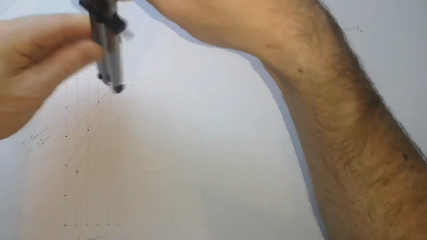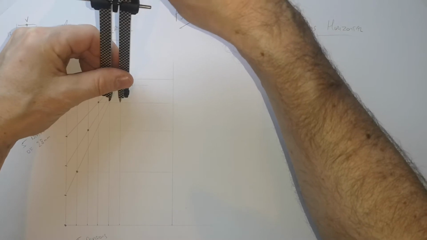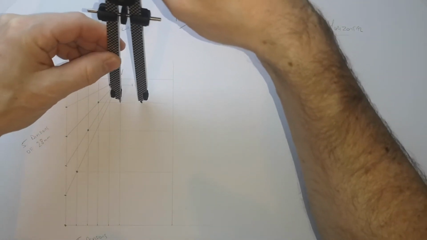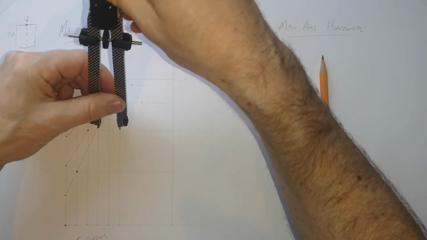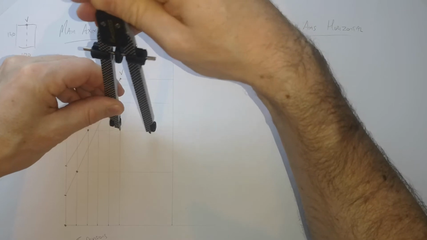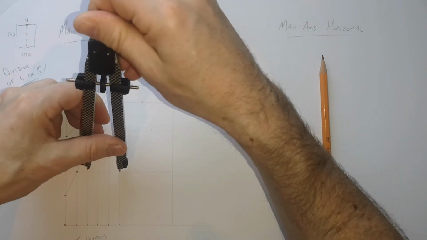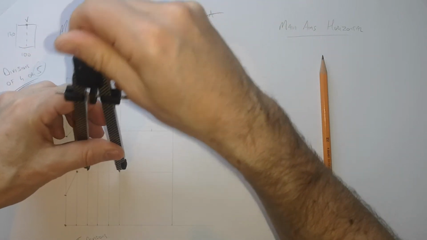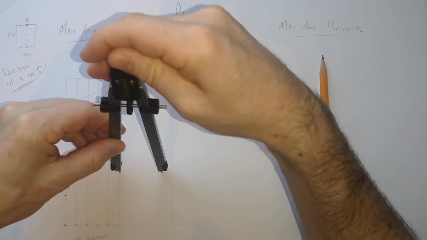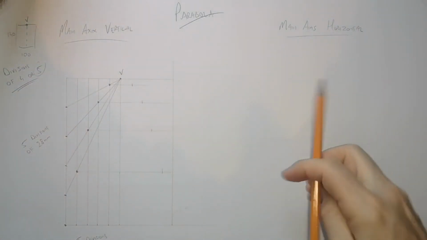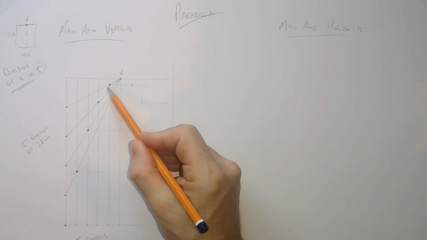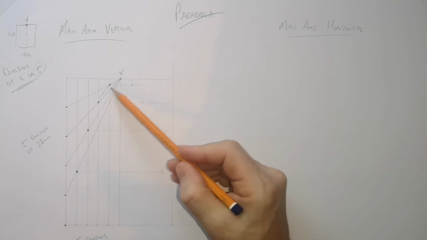So there is my next point. There we go. All the way down. You can see this is a good bit faster than redoing all the constructions. I mean, you could redo them, but it's not really much point. And there we have all of our points. Now, what we're going to do is sketch this in freehand.